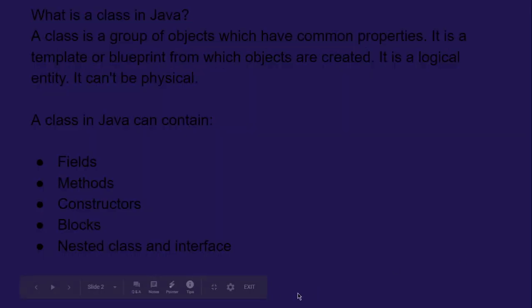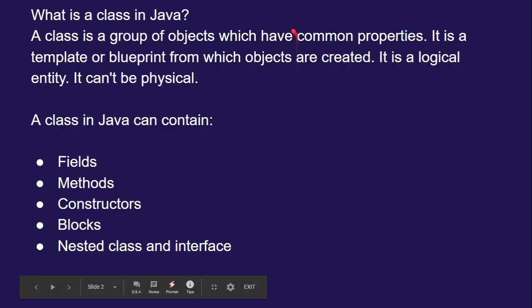A class is a group of objects which have common properties. It is a template or a blueprint from which objects are created. It is a logical entity, it cannot be physical. Actually, what it means is the class is a pattern or the template on which the objects can be created.